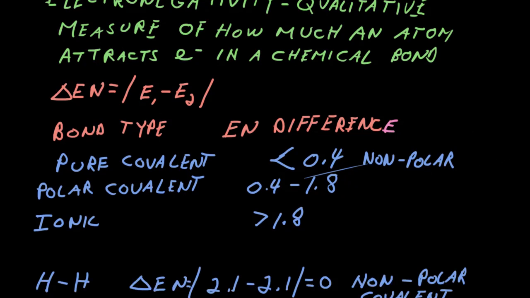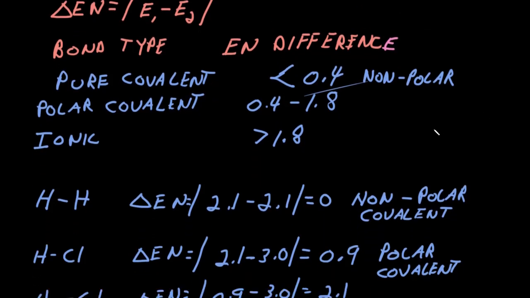So if we have a pure covalent bond, the electronegativity difference is going to be less than 0.4. If the difference is 0, those are typically going to be your diatomic elements. If it's a polar covalent, the electronegativity difference is 0.4 to 1.8, and if it's an ionic bond, you're looking at something greater than 1.8. These are not hard and fast.